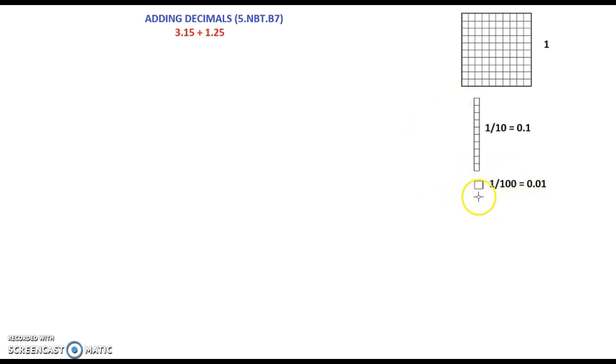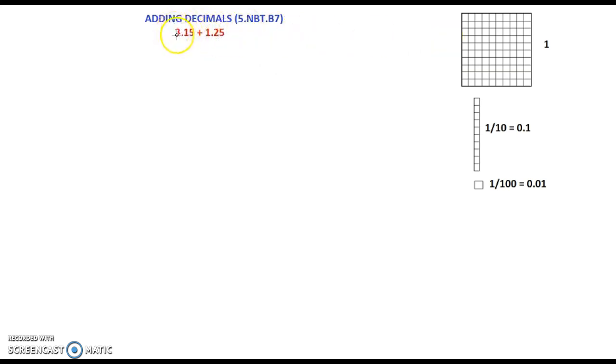Then we have a cube, which is going to represent 1/100th as a fraction, which equals 0.01 as a decimal. This little cube represents one of the little cubes inside my flat, because that's one out of the total 100 cubes in my flat. So now that we've defined our base 10 blocks, we're going to represent our addends using the model.